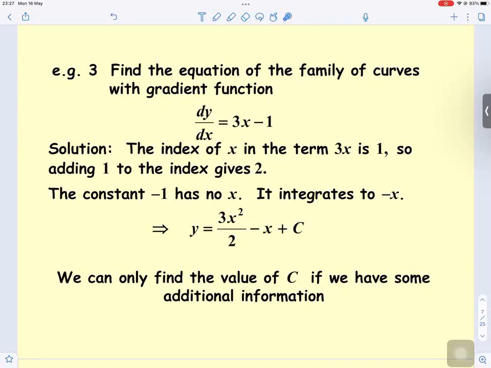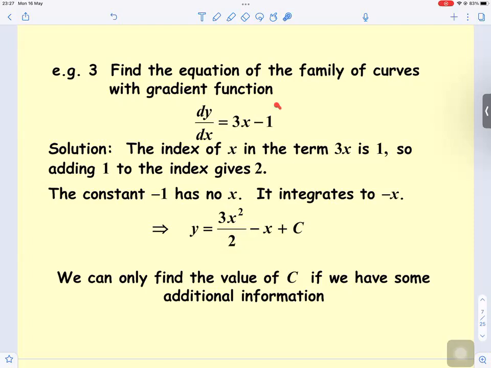Example 3, find the equation of the family of curves with gradient function dy over dx equals 3x minus 1. So the index of x, that means the power of x, is 1 there. So in the 3x term, the power of x is 1. So when you integrate, you add 1 to the power and it becomes 2. And you divide by that new power. So it becomes 3x squared divided by 2.